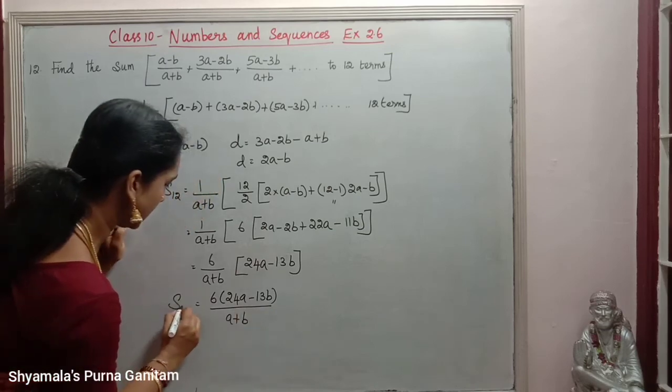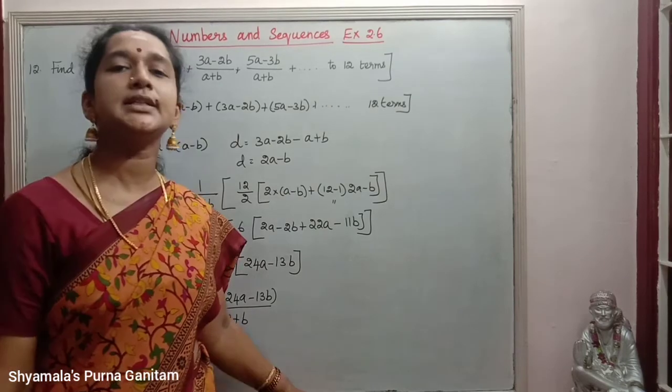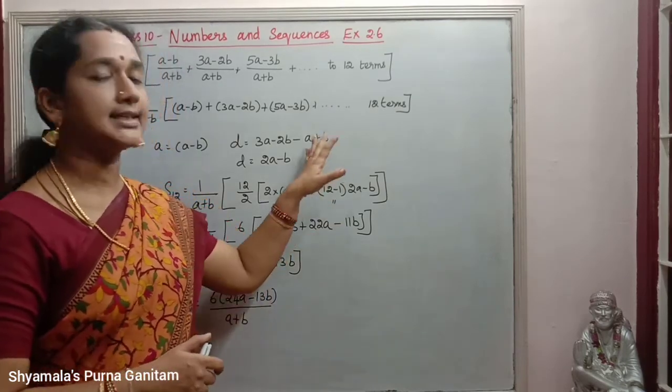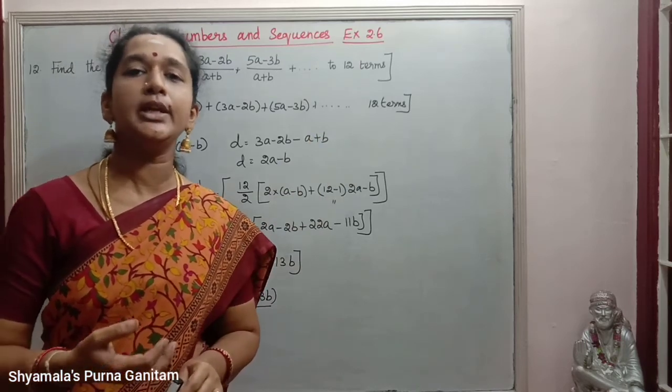So this is the sum of 12 terms in AP. I am completing today's class. This exercise is over. Exercise 2.6 is over. In the next class, I will be doing the next exercise.